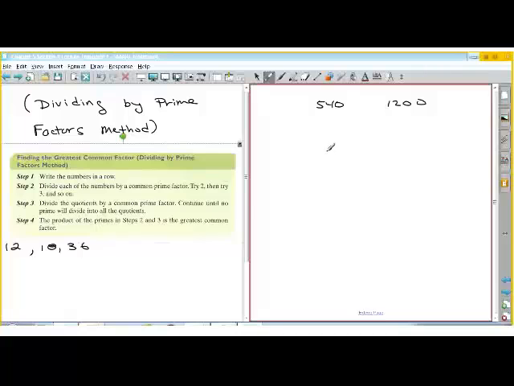So the second method is called the dividing by prime factors method. So it says you write the numbers in a row. In this case, I just have two numbers. And you draw like you normally do with prime factorization, but you draw it for both numbers. And it says divide each of the numbers by a common prime factor. So since they're both even, I can divide both of them by 2. So 540 divided by 2 is 270. 1200 divided by 2 is 600.